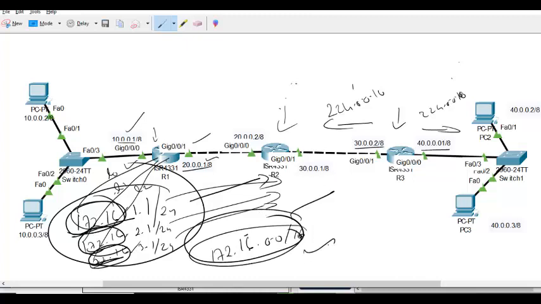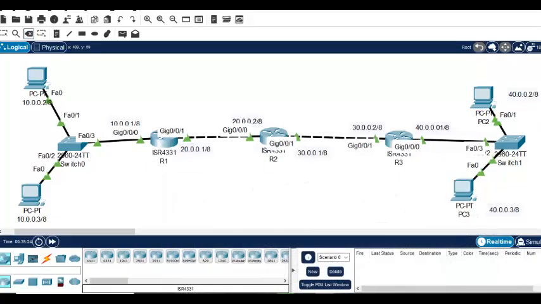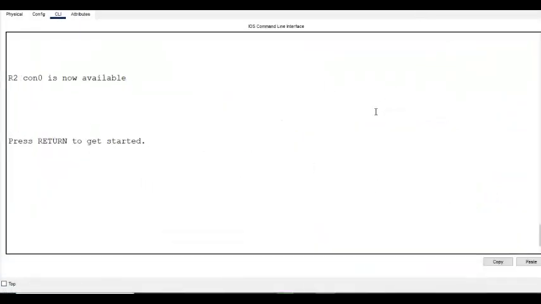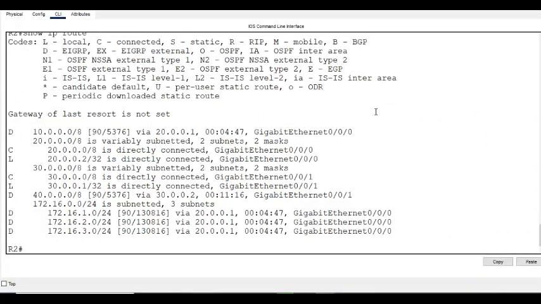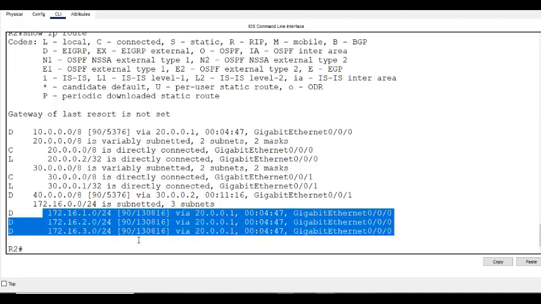It is not. So if you want it, you have to put auto-summary, not no auto-summary. You have to put auto-summary. Okay. So it should not confuse you. These routers are new version routers. So now you go and check in the routing table. You got only the summary. Instead of 3 routes, it shows only 1.